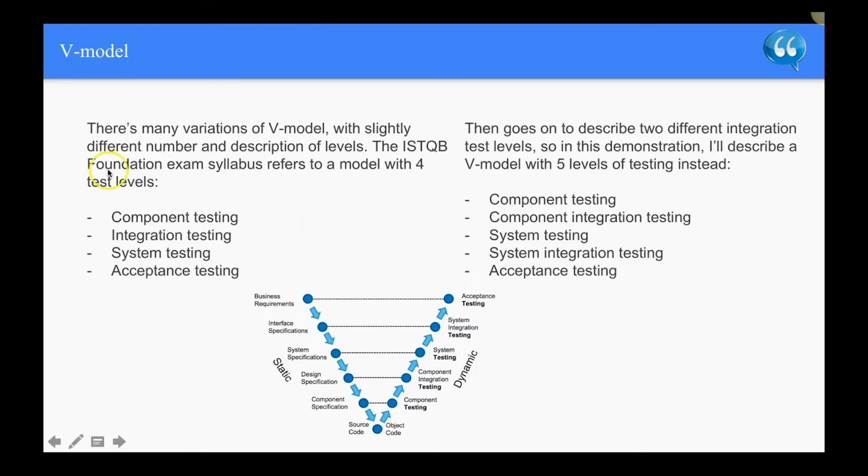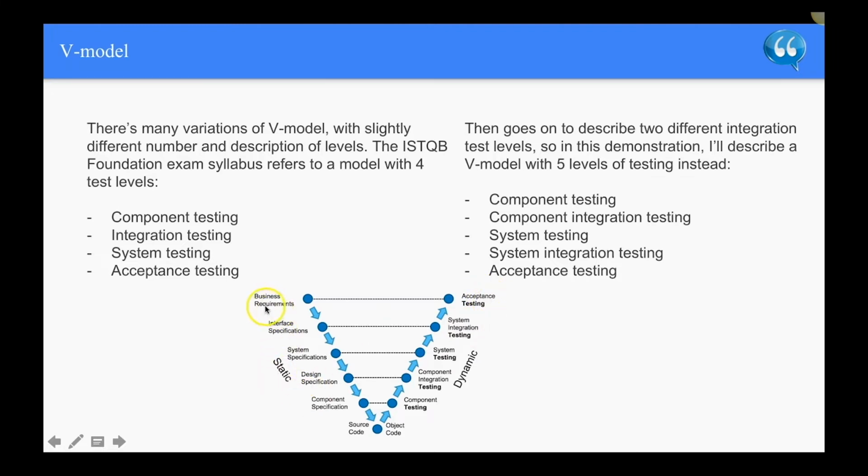The ISTQB Foundation Exam Syllabus refers to a model with 4 test levels, which are component, integration, system, and acceptance. But in this section we're going to describe an extra level in this demonstration, to describe the V model with 5 levels of testing instead: component testing, component integration testing, system integration testing, acceptance testing.